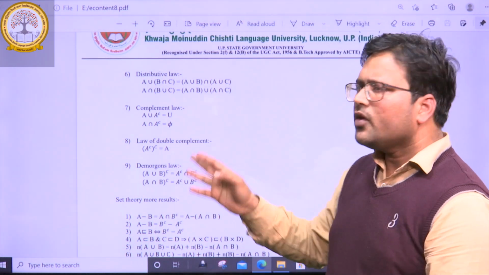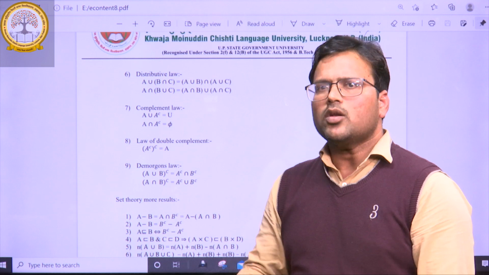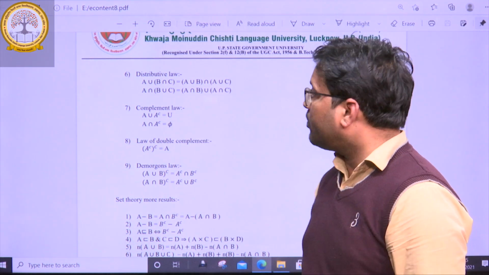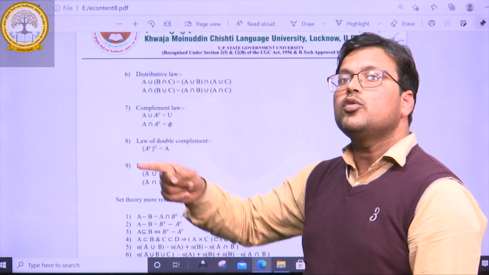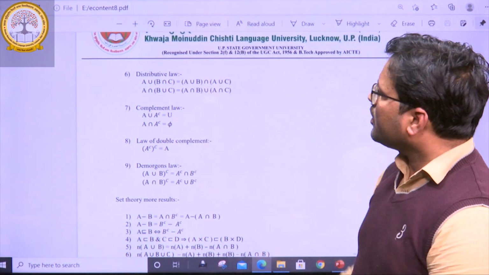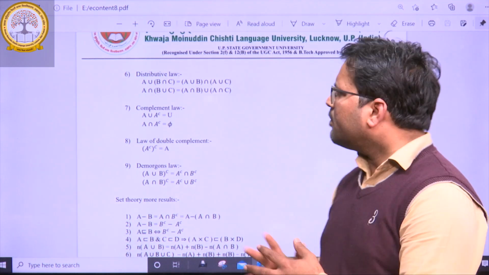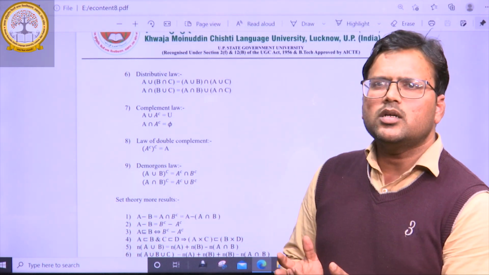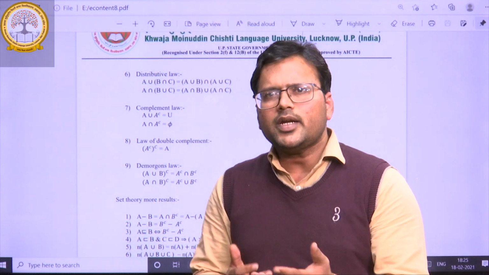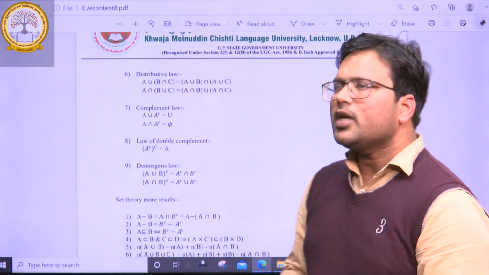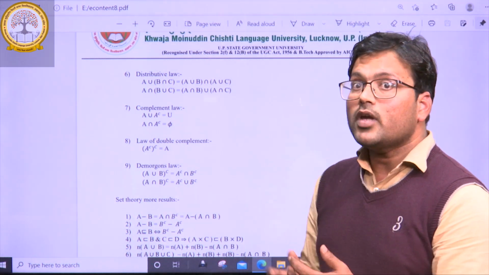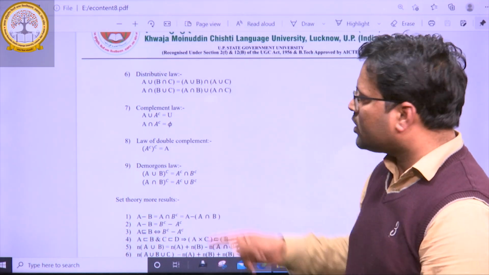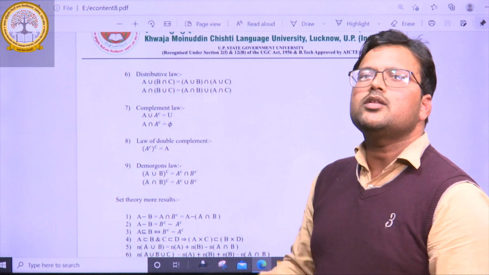In the same way, if we are distributing the intersection operation over union, then the result would be A intersection B union C equals A intersection B union A intersection C. In the same way, we have a complement law, which says that the union operation between a set and its complement is equal to the universal set. And the intersection operation between a set and its complement is equal to phi, that is the empty set.